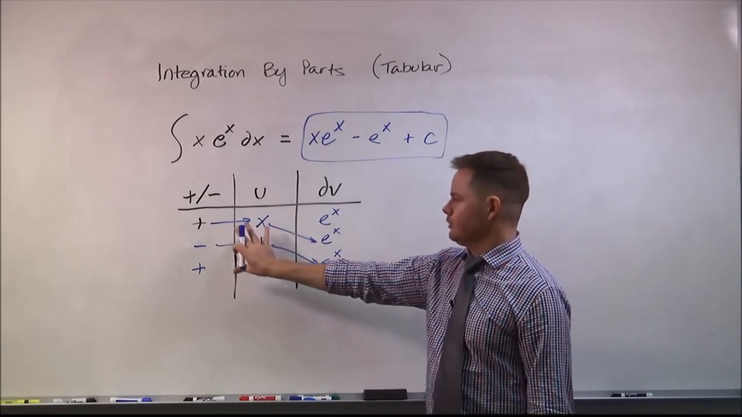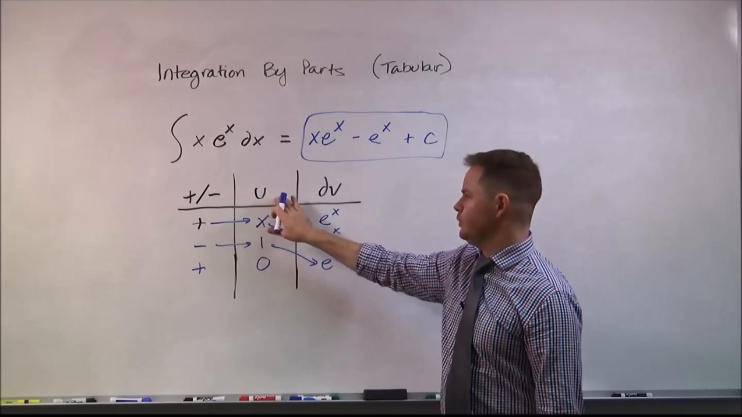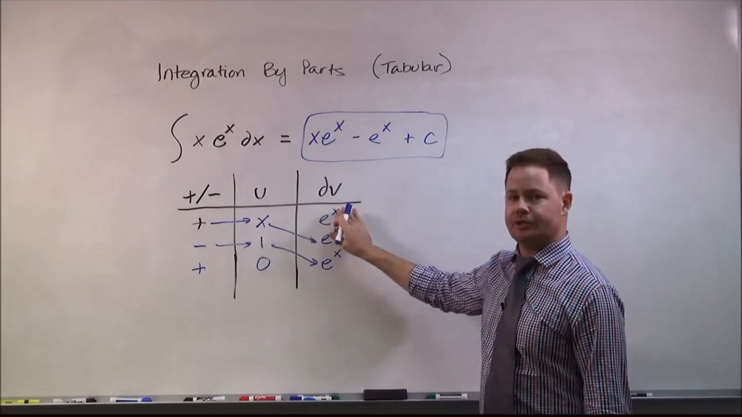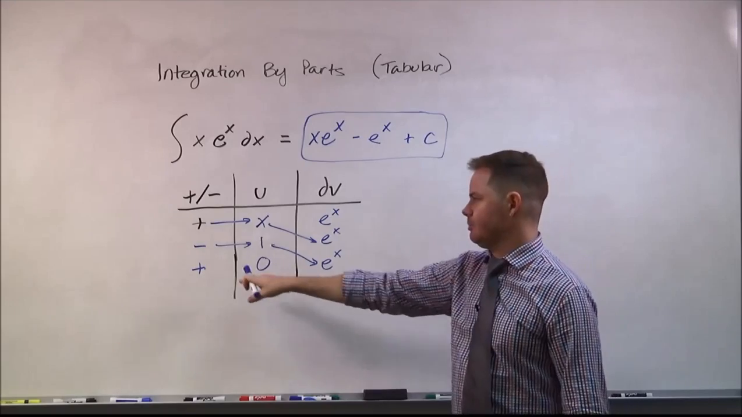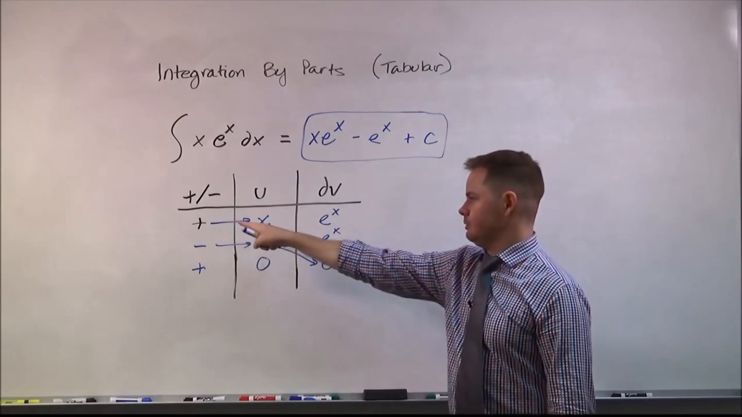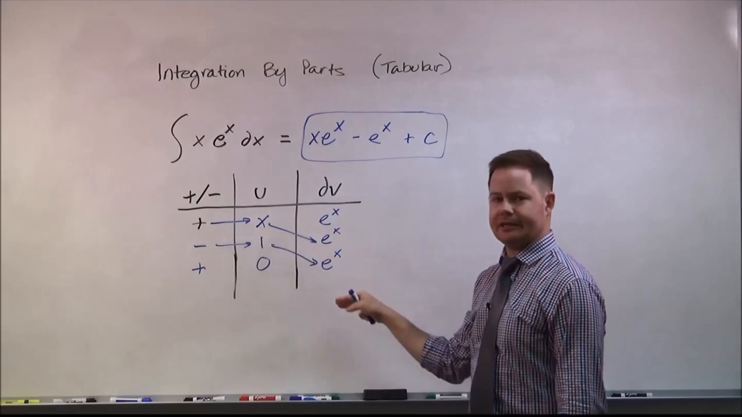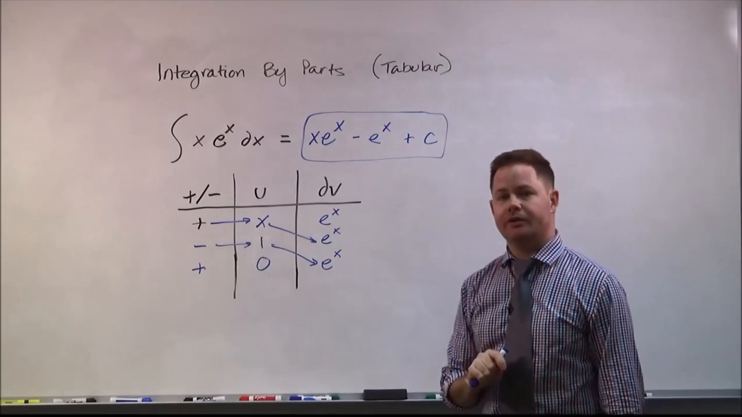So here, create your table, sign, u, dv, derive, derive, derive until 0, integrate, integrate, integrate, match it up, alternate the signs, and go straight across to the right and diagonally down, straight across to the right and diagonally down, add them up, and you've got your answer.